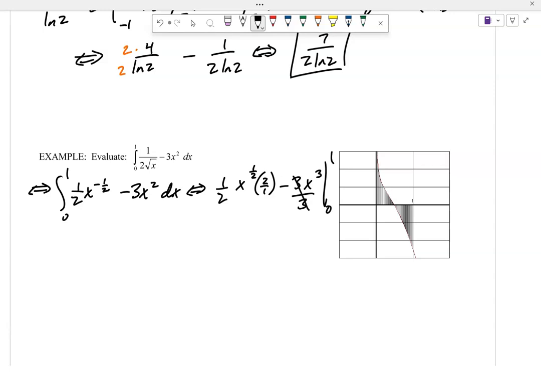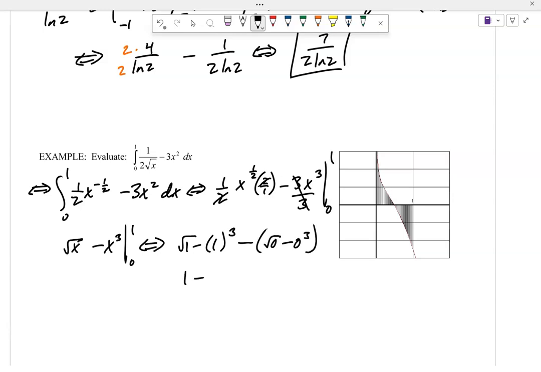And notice 1/2 times 2 over 2, that'll cancel. So you're just left with x to the 1/2. So square root of x minus x to the third from 0 to 1. And so you've got square root of 1 minus 1 cubed minus square root of 0 minus 0 cubed. So it looks like we got 1 minus 1 minus 0 minus 0. So we got 1 minus 1, which is 0, minus 0. So this ends up being 0.